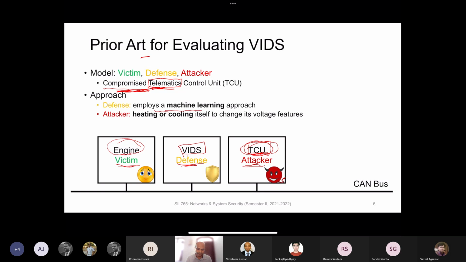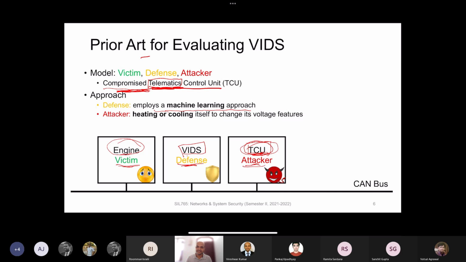Of course, as I have been saying, the attacker's voltage features, or any ECU's voltage features for that matter, depend on different factors, for instance the hardware and the location. Even if the attacker could take control of a telematics control unit remotely, it can only compromise its software. It cannot compromise its hardware remotely. So it cannot alter the hardware.